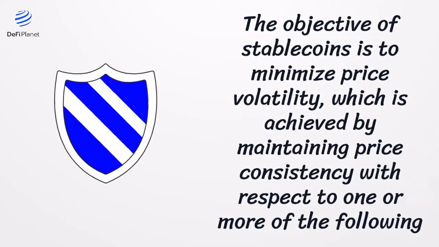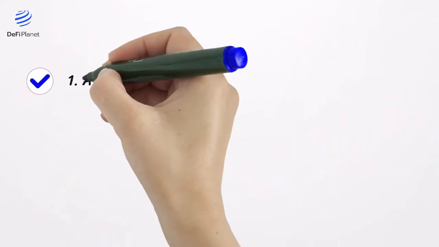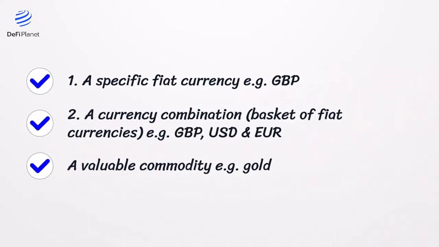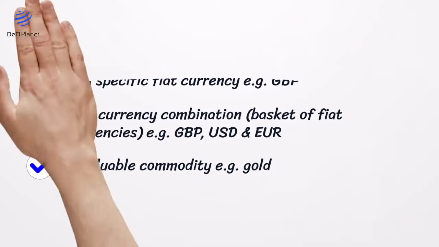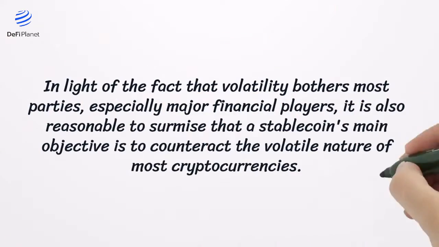The objective of stablecoins is to minimize price volatility, which is achieved by maintaining price consistency with respect to one or more of the following things: a specific fiat currency, for example Great British Pounds; a currency combination, which is a basket of fiat currencies, for example Great British Pounds, US dollars and euros; and a valuable commodity, for example gold. In light of the fact that volatility bothers most parties, especially major financial players, it is also reasonable to surmise that a stablecoin's main objective is to counteract the volatile nature of most cryptocurrencies.